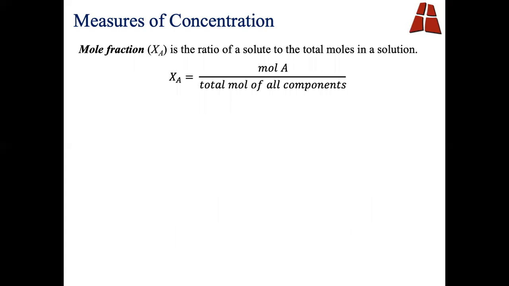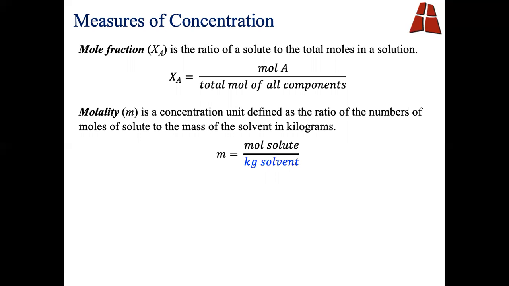So one of these other measures is a mole fraction that we designate. This looks like an X. It's actually the Greek symbol chi. And so the mole fraction of some compound A is going to be equal to the number of moles of our solute divided by the total number of moles of all of the components of our solution. Okay, and so that is our mole fraction.